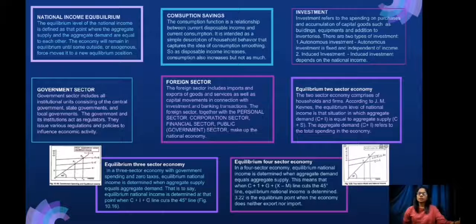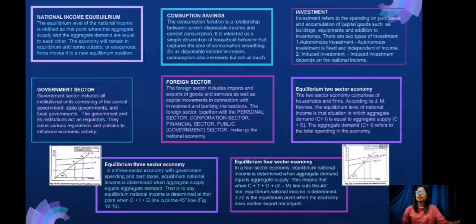Next, we're going to see about consumption. It refers to the purchase of goods and services by individuals or households that are produced by firms. Y equals C plus S. The concept of consumption has two parts. One is APC, another one is MPC. APC is average propensity to consume. Another one is marginal propensity to consume.